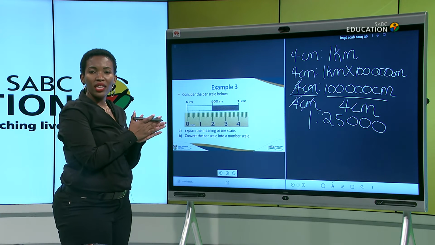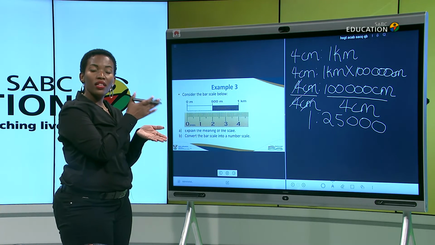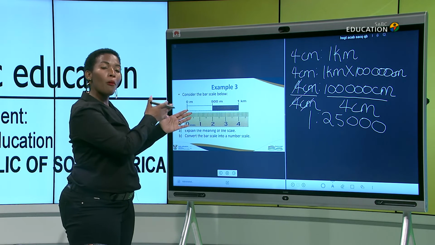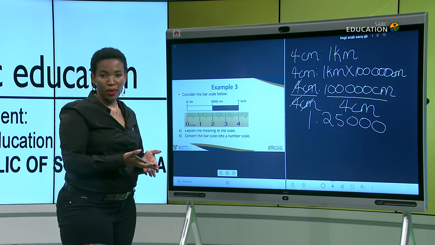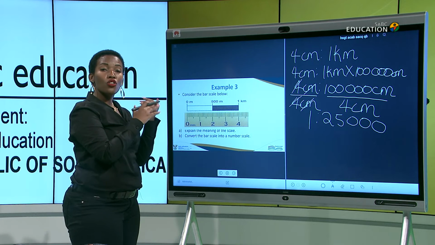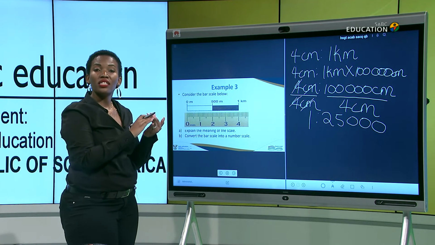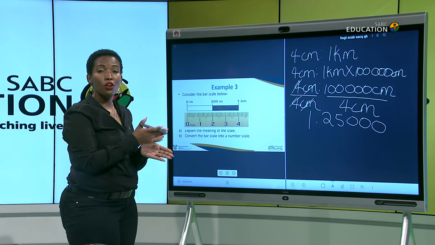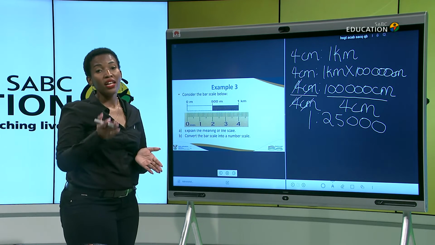So the most important thing here is the principle, the procedure, and the method that you are going to apply to turn your bar scale into a number scale. Remember, when you turn a bar scale into a number scale, first of all, your units must be the same. And then secondly, your scale must be in its simplest form. And that is how you turn a bar scale into a number scale.